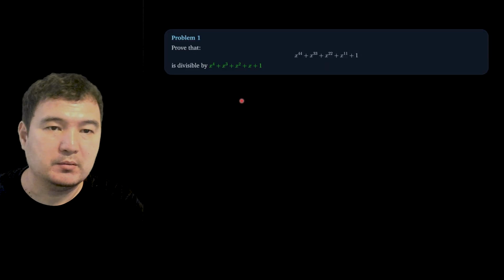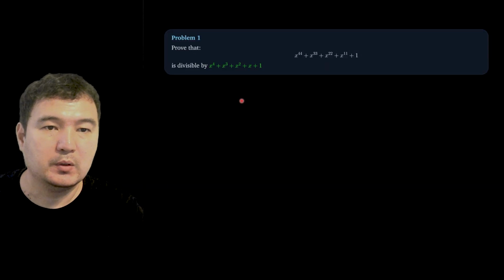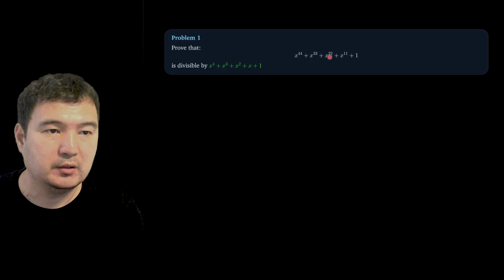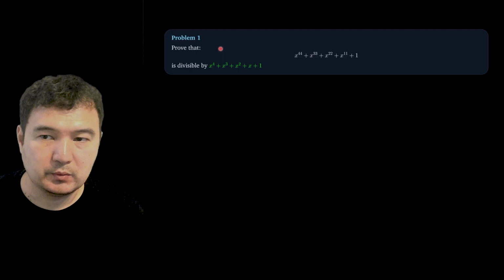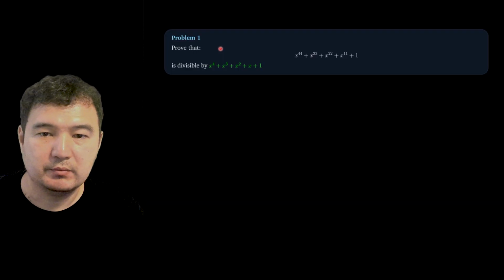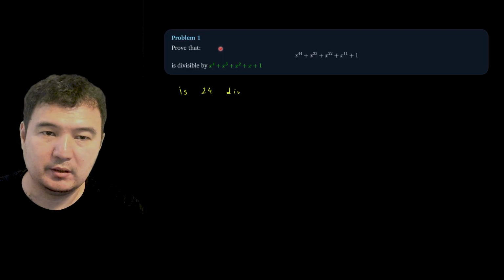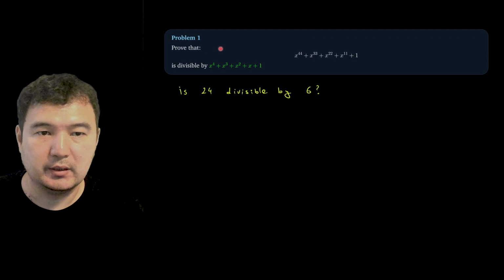So the first problem is the following. We want to prove that this polynomial is divisible by this one. So this is 44th degree and this is 4th degree. So we are going to use a very simple property of polynomials. So let me do some kind of small analogy.